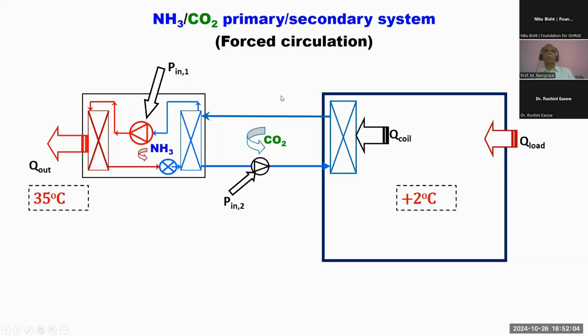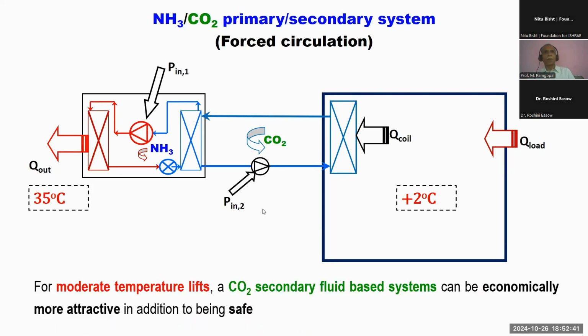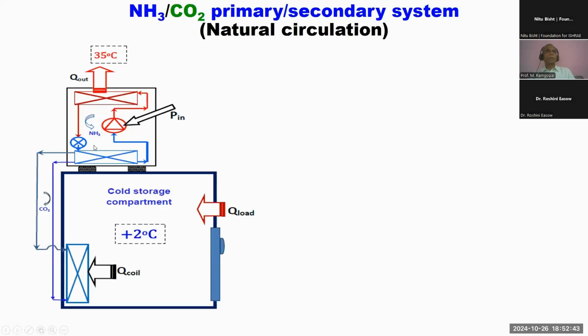So this is the one which I mentioned. This is a forced circulation type system where carbon dioxide is used as secondary fluid, and the secondary fluid transports heat from the cold storage, which is maintained at about 2 degrees or so, to the refrigeration plant, which rejects heat to the surroundings, which may be at about 35 degrees or so. So here I'm not using a compressor, but I'm using a pump for circulating the carbon dioxide liquid. The pumping power requirement is very low because you're pumping only a liquid. Compared to the power consumption of the compressor, the pumping power requirement is maybe at least 1 order of magnitude lower.